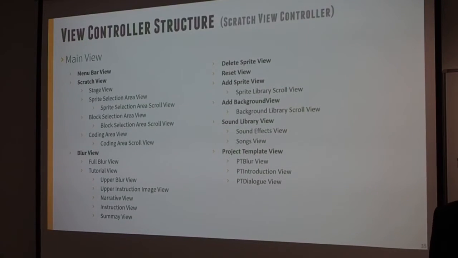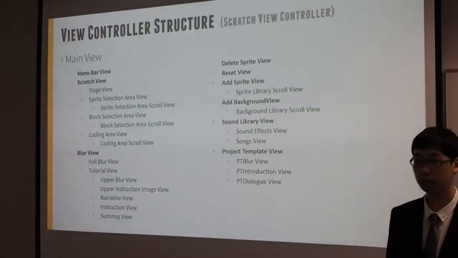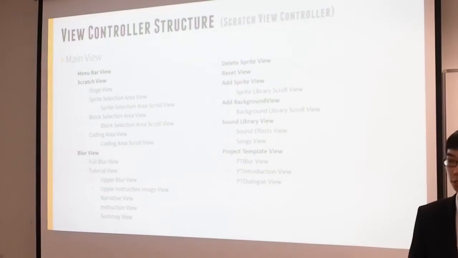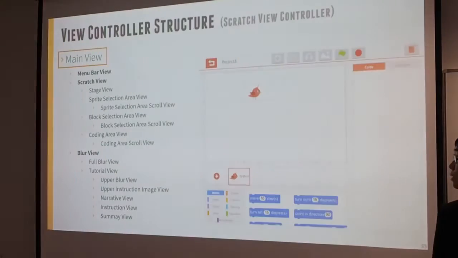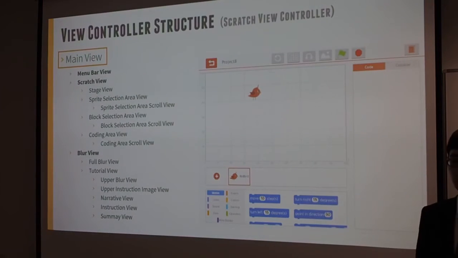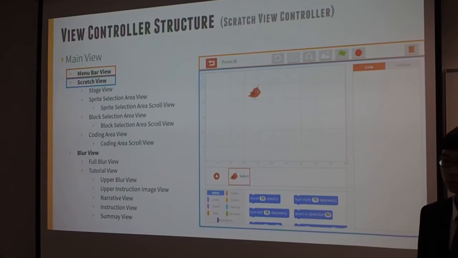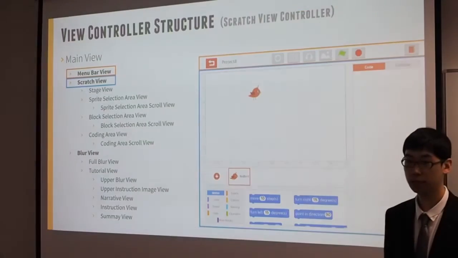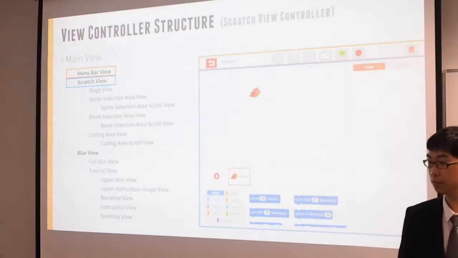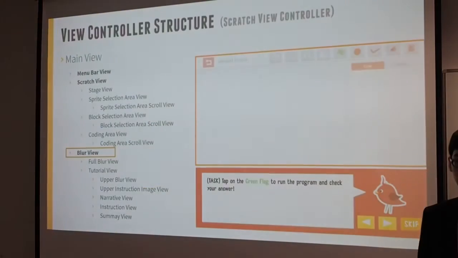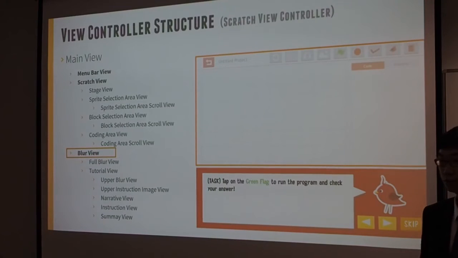And after talking about the class structure, we'll also talk about the build controller structure. Basically, it is the Scratch build controller. We have our main view, which is the whole interface of Scratch. And then we divided it into 2 parts. The upper part is the menu bar view, and the lower part is the Scratch view. Because some areas are too large, such as the coding area, we set it to a scroll view. And also we have a burn view for burning the background and showing the instruction at the top.